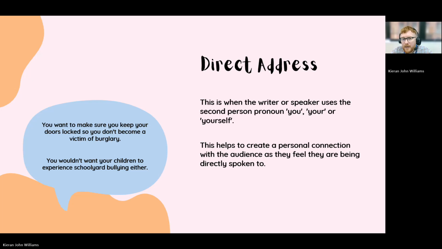So, direct address is about using you and your. For example, you want to make sure your doors are locked at night, or you wouldn't want your children to face bullying either. This forces the audience to think personally about the issue. They're not just thinking about the issue in a rational, logical sense, but in an emotional sense as well. It is no longer abstract, it is about them. That personal connection makes the argument much harder to ignore.